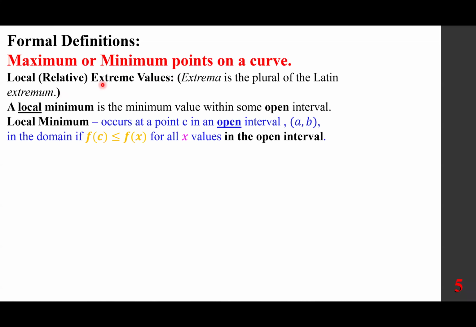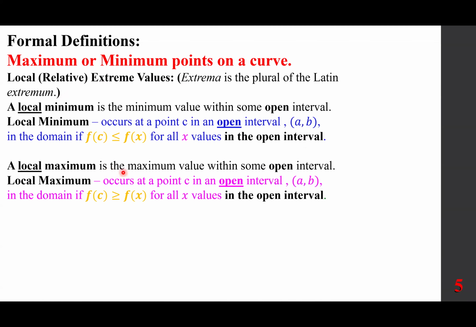Local, also known as relative extreme value. Extrema is the plural of the Latin extremum. A local minimum is the minimum value within some open interval. A local minimum occurs at the point c in an open interval a to b in the domain if f of c is less than or equal to f of x for all x values in the open interval.